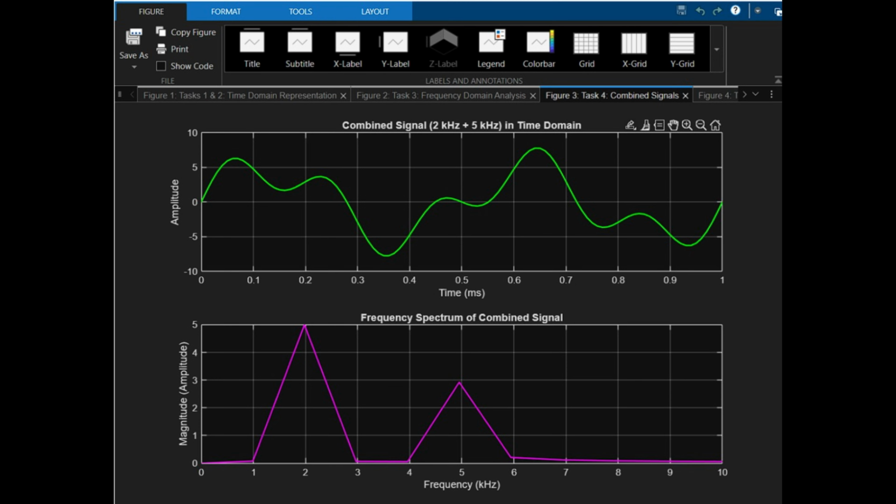Looking at figure 3, the top subplot shows the resulting time domain wave. It's no longer a simple sine wave. It's a more intricate composite waveform due to constructive and destructive interference. However, looking at the time domain alone makes it hard to decouple the individual components. By running another FFT and plotting it in the bottom subplot, the frequency spectrum beautifully isolates both components: one peak at 2 kHz with an amplitude of 5, and a second peak at 5 kHz with an amplitude of 3.